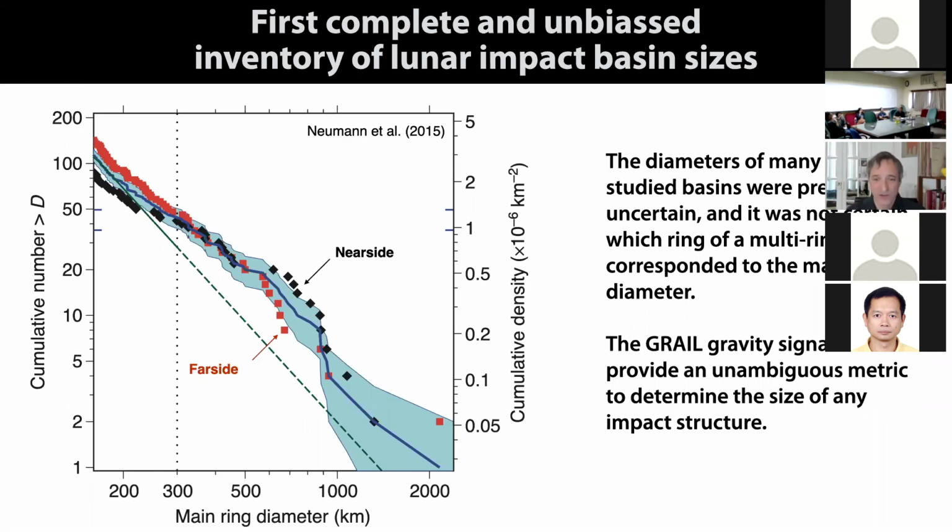And the reason for this is that, as you're probably aware, most of the lunar impact basins are classified as so-called multi-ring impact basins. And it's not really clear which of the rings of these basins corresponds to the size of the basin. But because of the GRAIL gravity signature, this provides us an unambiguous metric to determine the size of any impact structure. And this is just showing the cumulative size frequency distribution of all impact basins on the moon mapped by GRAIL.